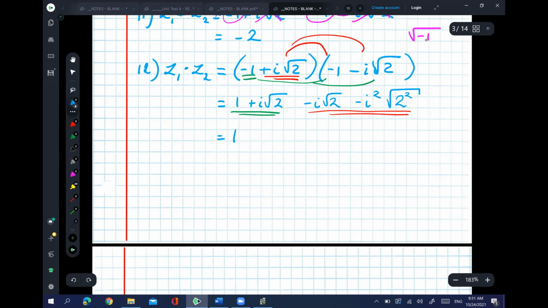Next step, I've got i square root of 2 minus i square root of 2, they cancel. Now, negative i squared, because i squared is negative 1, negative negative 1 is positive 1. And square root of 2 squared is just 2. So I will have 1 plus 1 times 2, which is 1 plus 2. I'll get 3. That's it. Good luck.